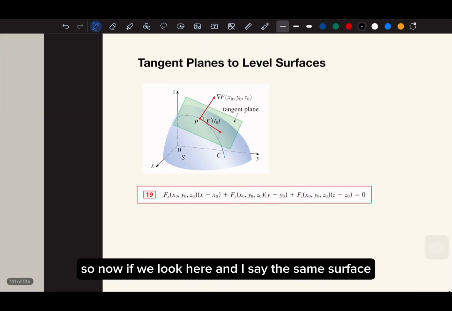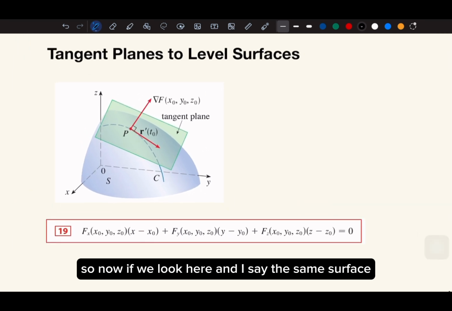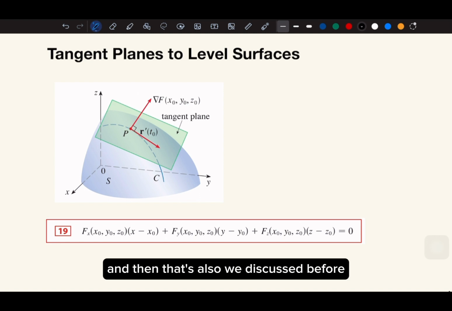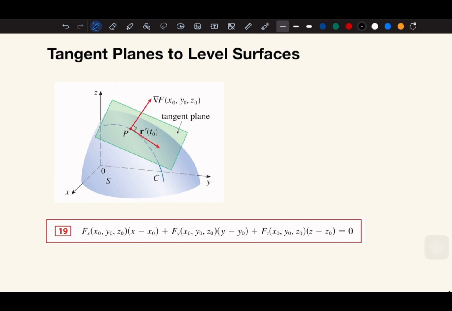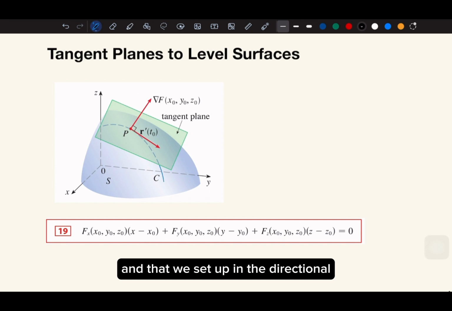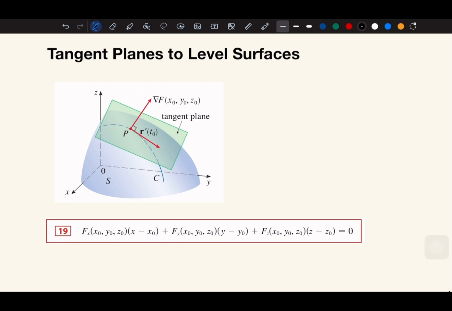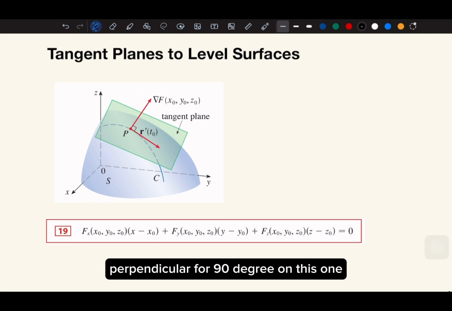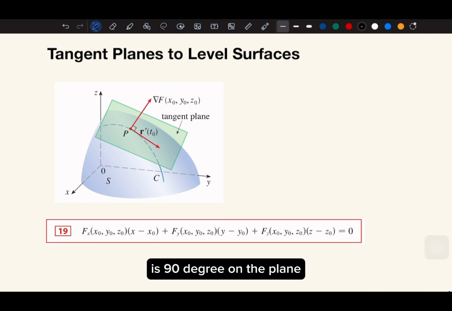So now, if we look here, let's say the same surface, the blue is the surface, and as we also discussed before, we have the tangent plane on this point P. Now actually we can set our definition first that the gradient vector of f that we set up in the directional derivative is actually our normal vector. Normal means it is perpendicular, or 90 degrees, to the plane.